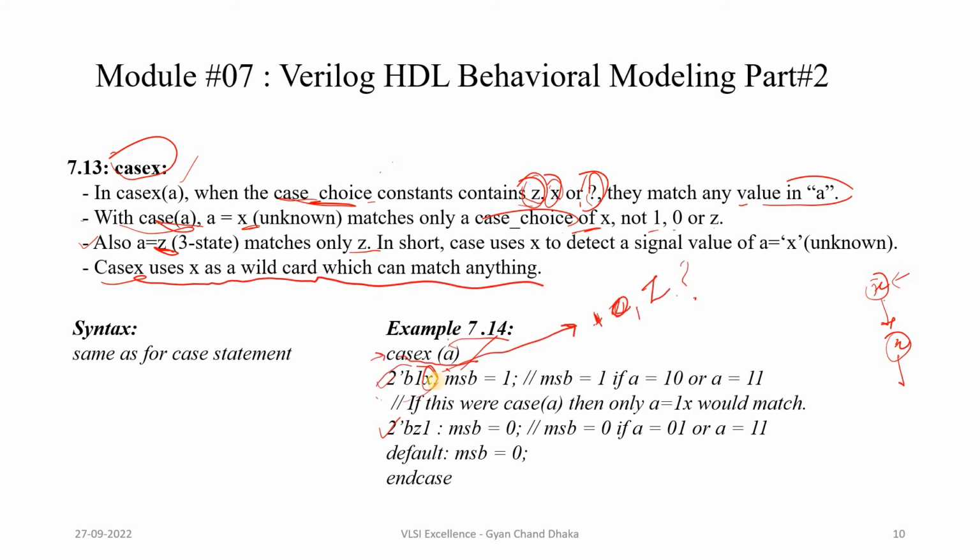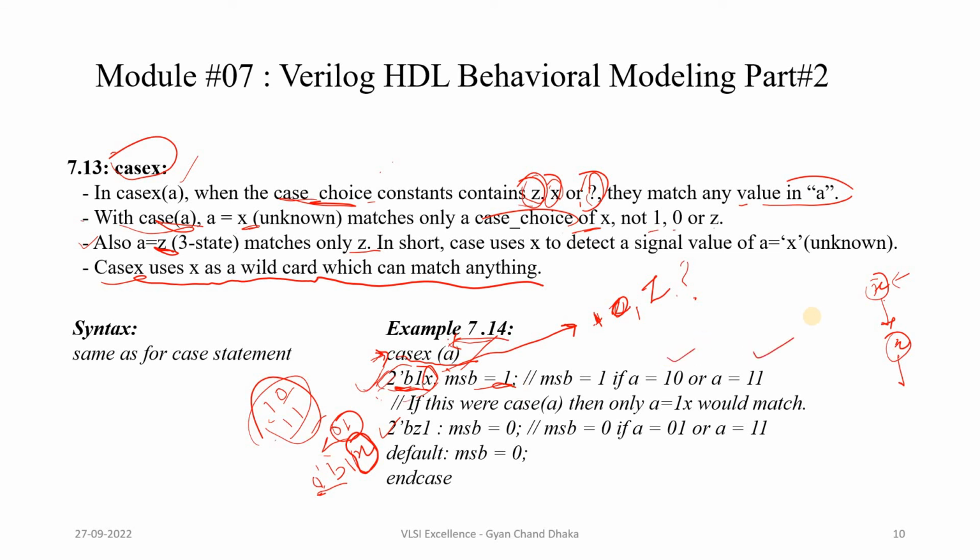Now let's see one example here. We have our casex statement and the expression is variable A. If our expression A has a value of 10 or 11, it is going to match this case item, because this case item is 2'b1x, and since we are using the casex statement, this X will be considered as a don't care and it can match both 0 and 1. So whether our A is 10 or 11, our first case item will be selected. That means MSB will be assigned 1 if A equals 10 or 11.